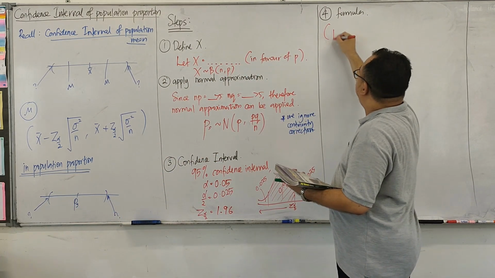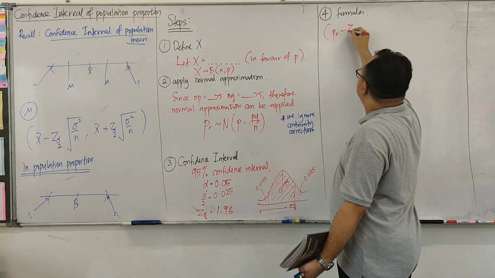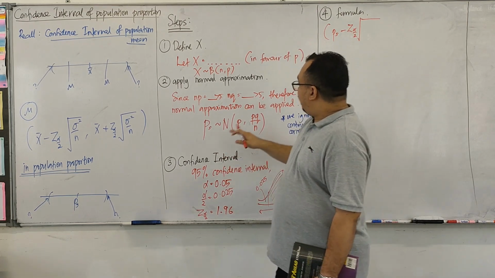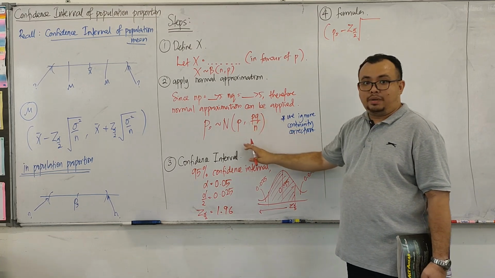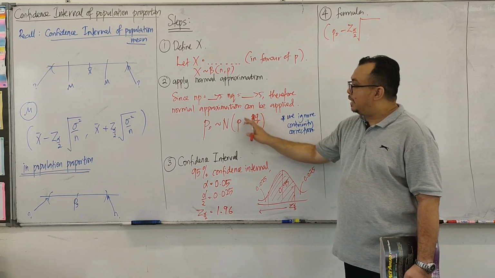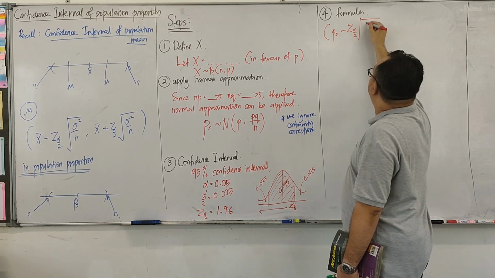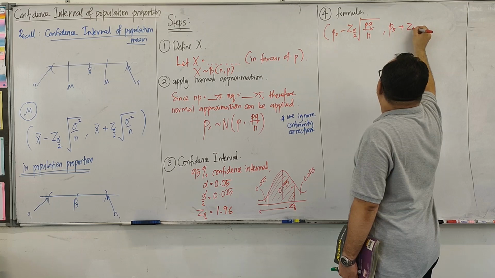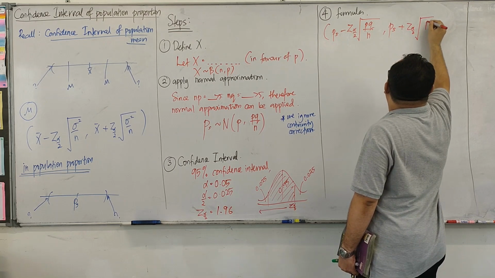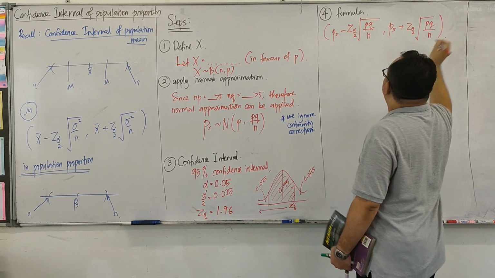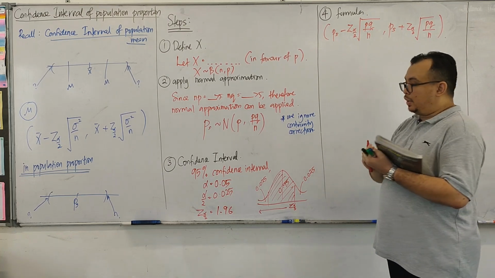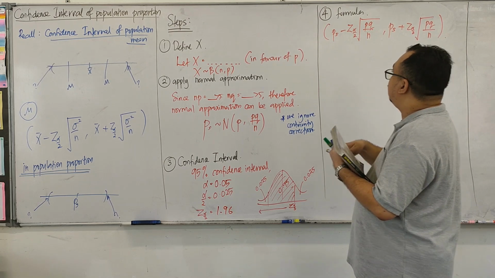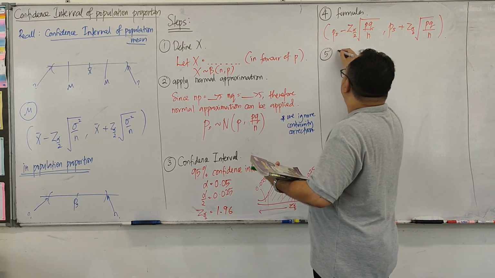So this is your PS minus z alpha over 2 square root. So now kalau awak tengok di sini, this is your variance. So we must take square root of this. Square root of PQ over N. PS plus z alpha over 2 square root of PQ over N. Okay? So inilah yang kita nak buat. And then macam biasa, your step number 5 is to sub and answer.